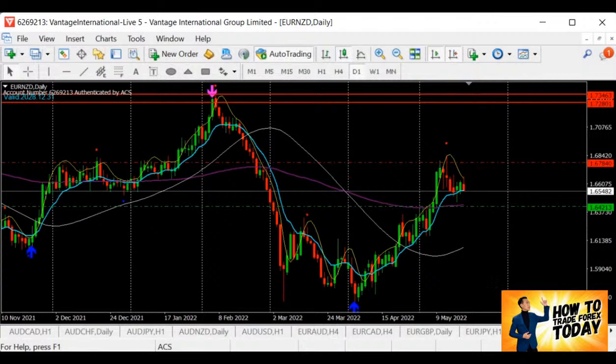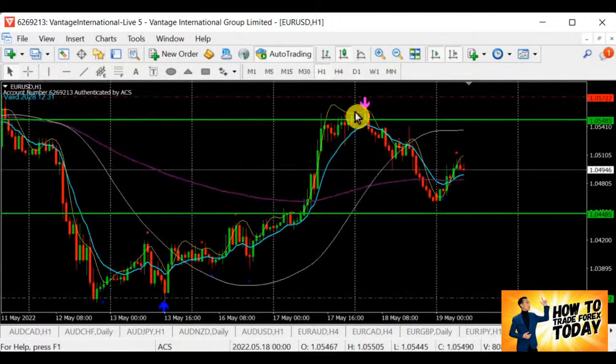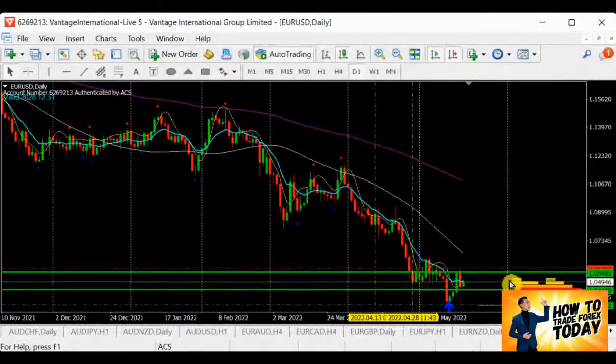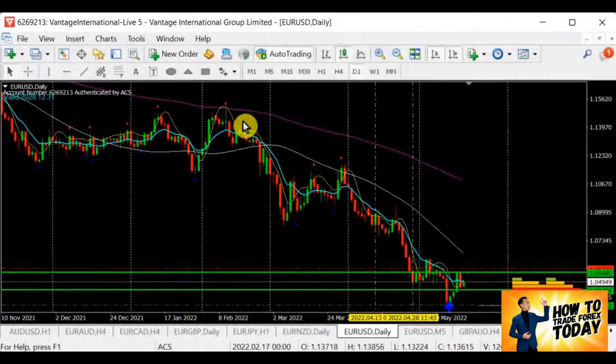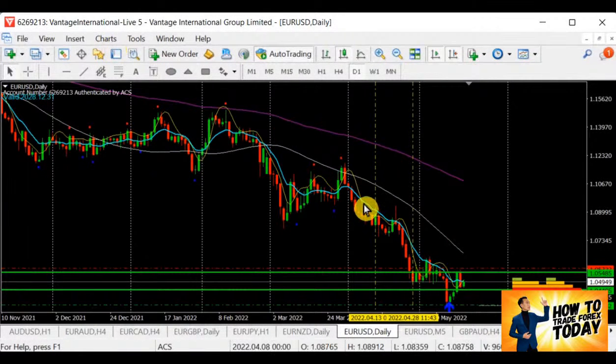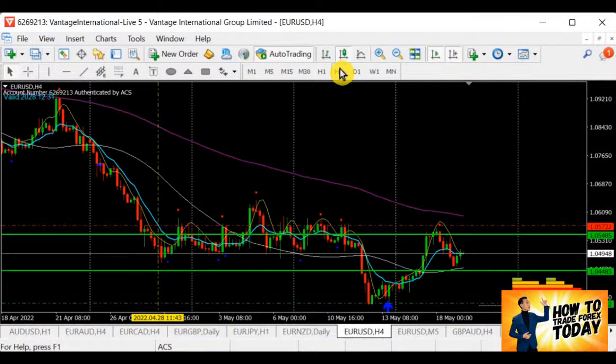So let's skip. Now how about Euro Dollar? Let's take a look at Euro Dollar. We are still in the bear trend. Since we are in the bear trend, we are looking out for selling. However, is there any retracement today?